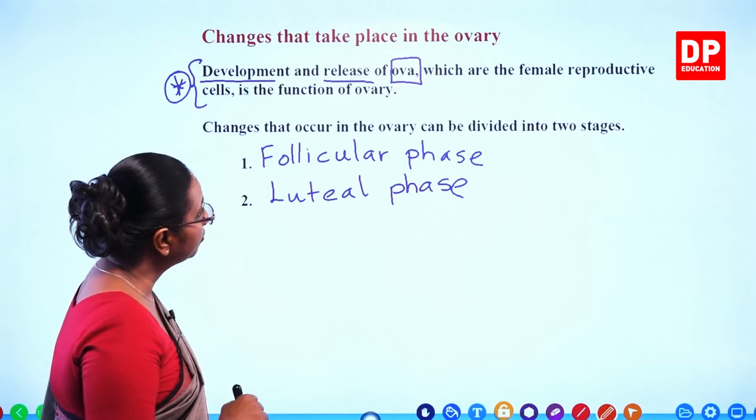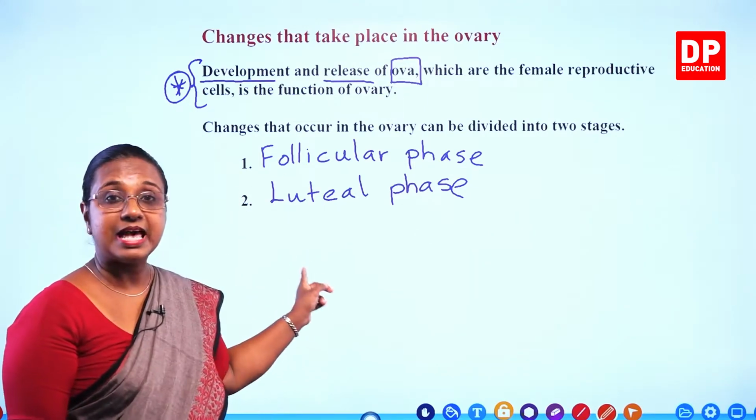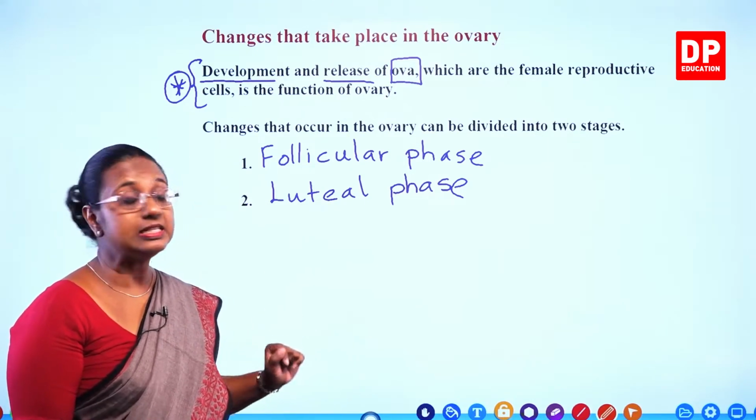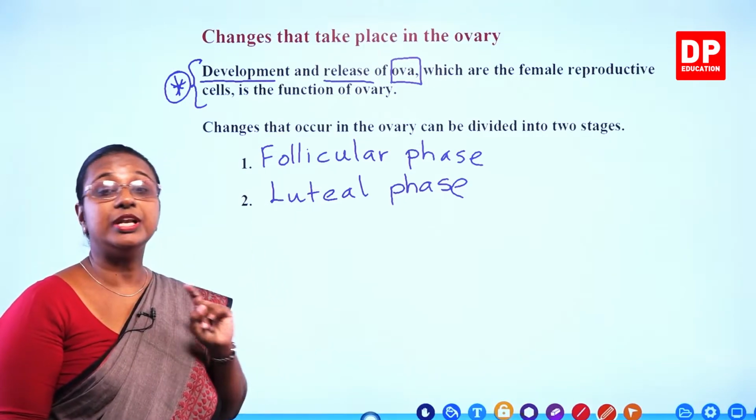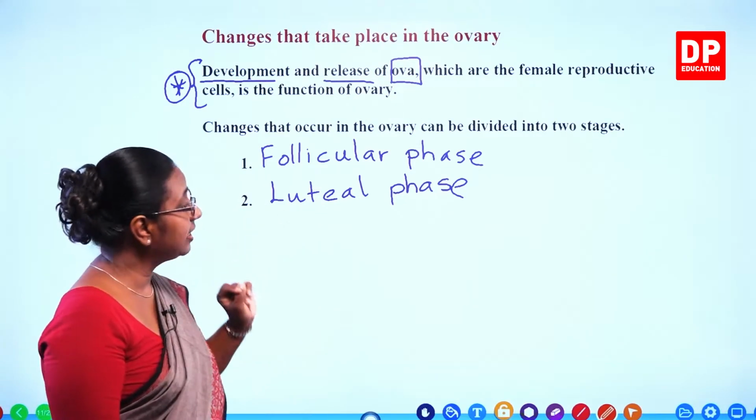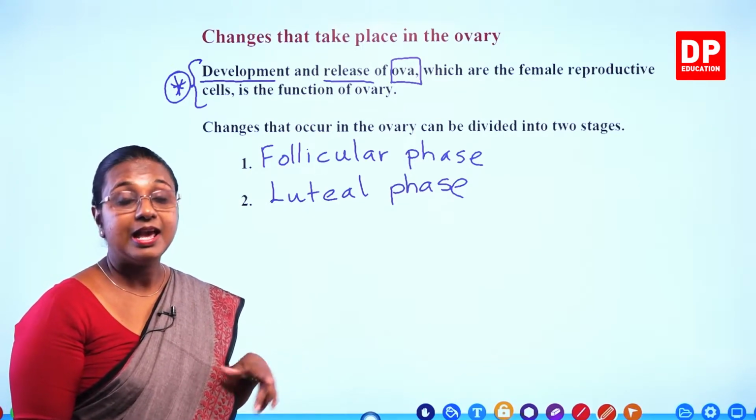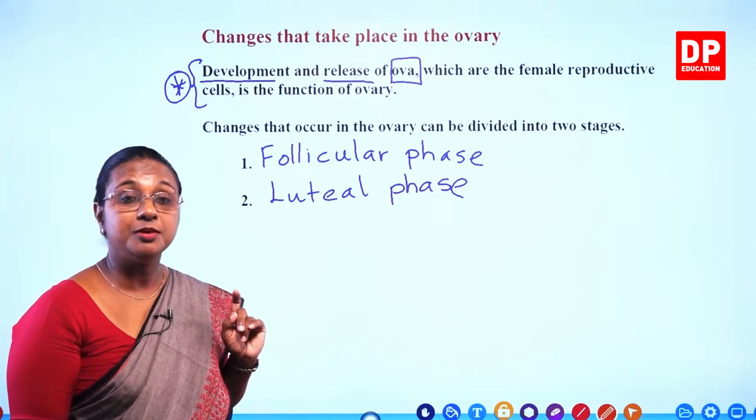Changes that occur in the ovary can be divided into two stages, the follicular phase and the luteal phase. The follicular phase will take place from day 1 to day 14, whereas the luteal phase will occur from day 15 to day 28. And you all know that on the 14th day, it is the ovulation process.